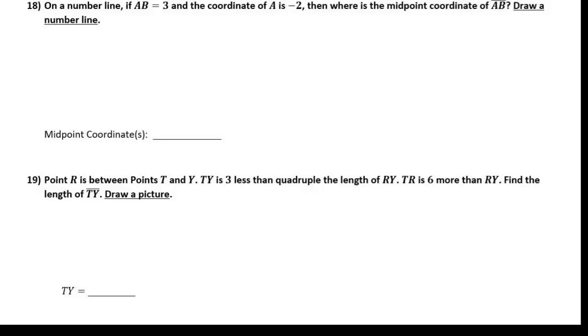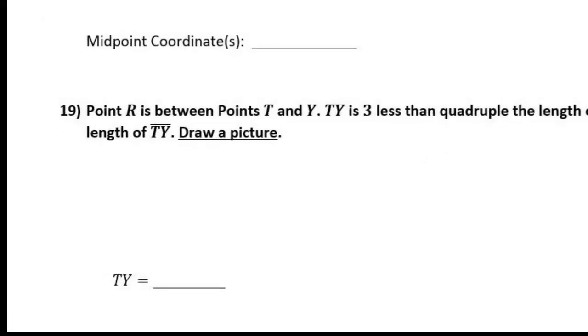Point R is between points T and Y. TY is 3 less than quadruple the length of RY. TR is 6 more than RY. Find the length of TY, draw a picture. So we're going to start with the drawing picture part.